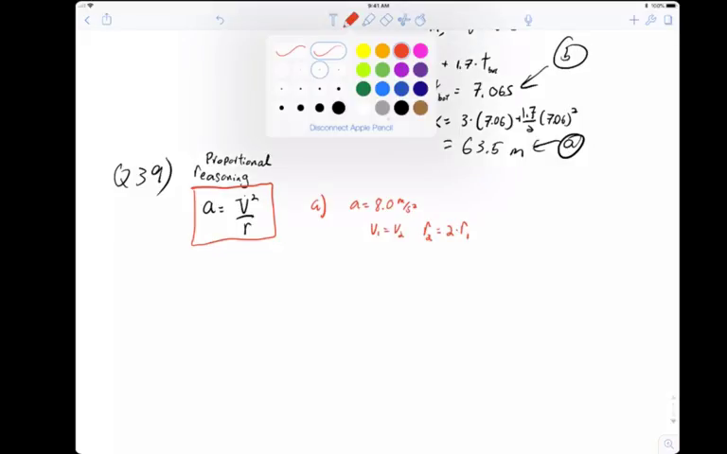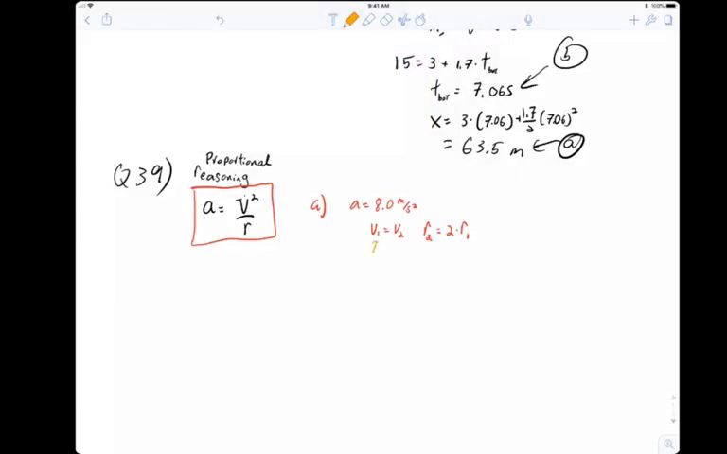Here, give me a second. Okay, so the 1s are before the change, and the 2s here are after the change. And I want to find a2. So the first way I can solve this, let me do it the following way.